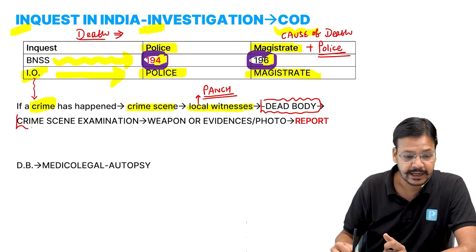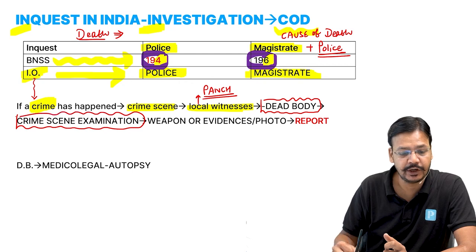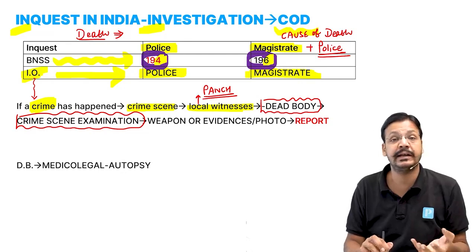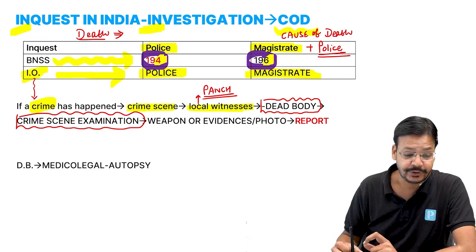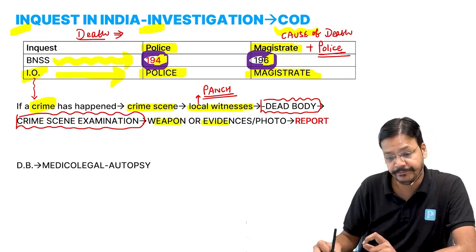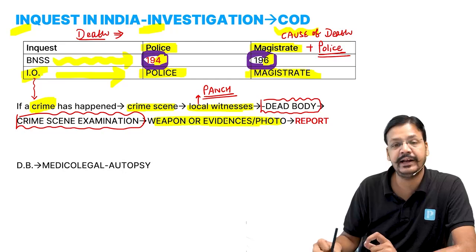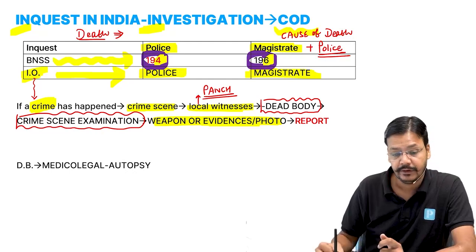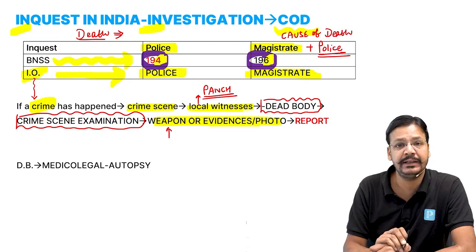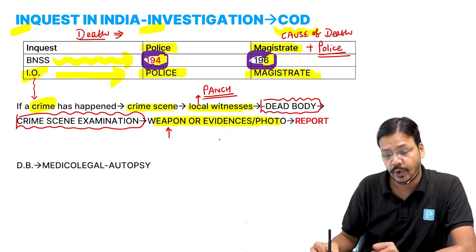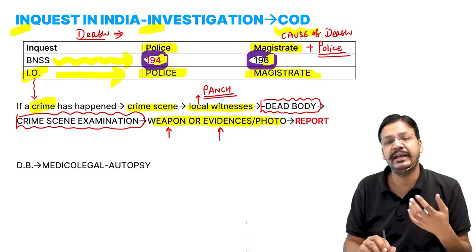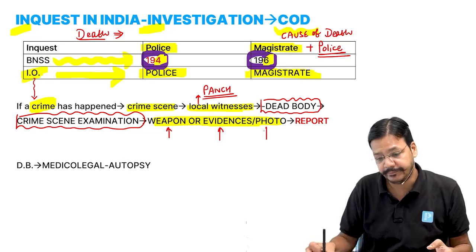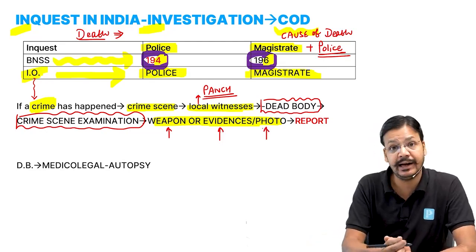Along with the dead body, the IO will examine the crime scene, because in the crime scene there are many things, many evidences. What is present in the crime scene? Dead body, evidences, traces of evidences, weapon, and they will take a photograph of the dead body and the photograph of the crime scene. So everything will be elaborated. They will take the photograph of the weapon, they will seal the weapon. All other evidences like blood stain, hair, semen, clothes, anything, fingerprint, and photograph of crime scene and dead body.